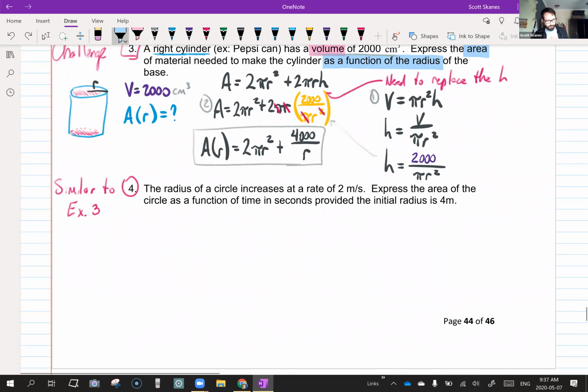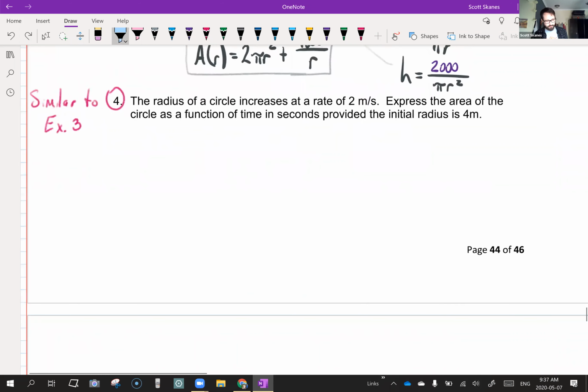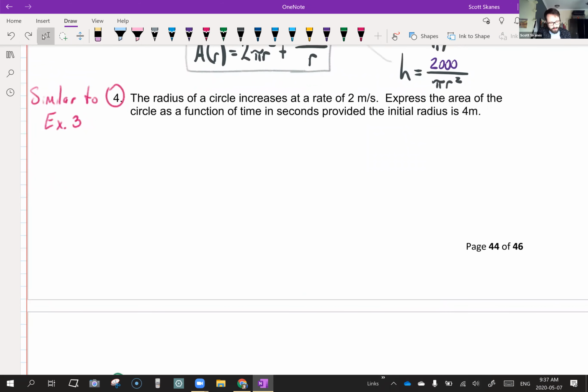So this question here, number 4, it says the radius of a circle. So right away, I'm dealing with a circle, so I'm going to draw that circle just in case I want to think about it. Oh, I can finally make this work for me.